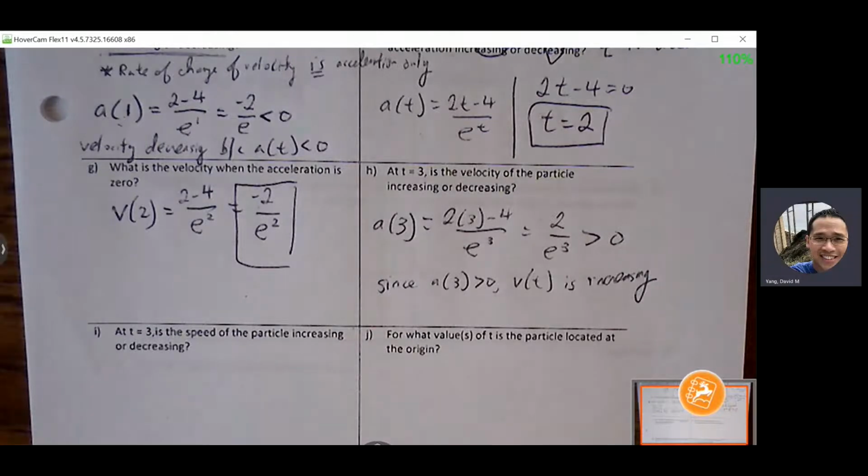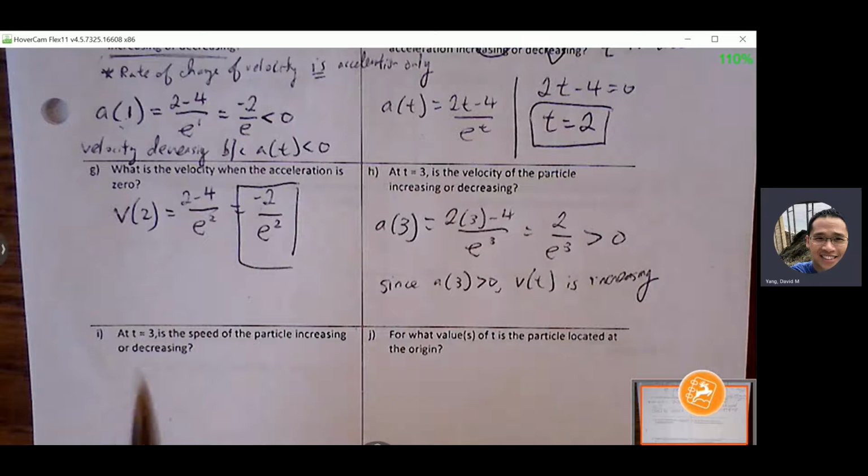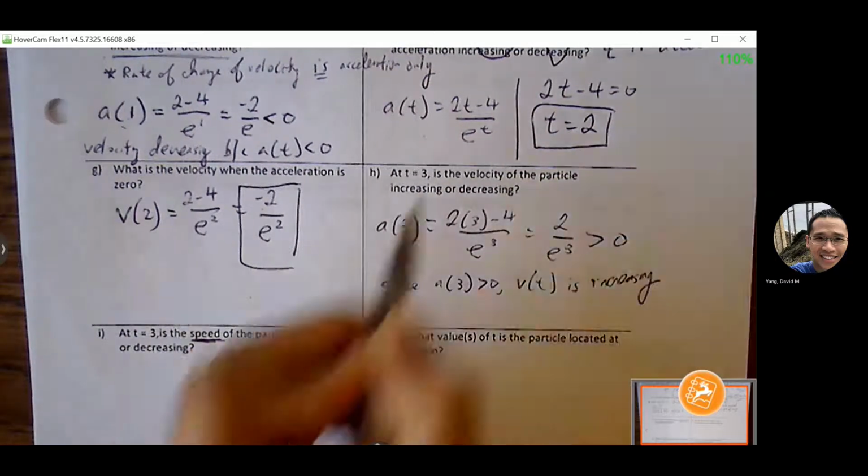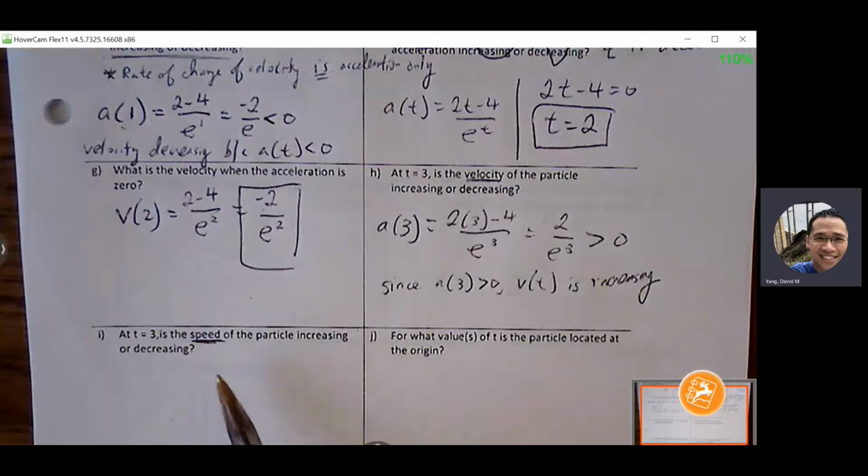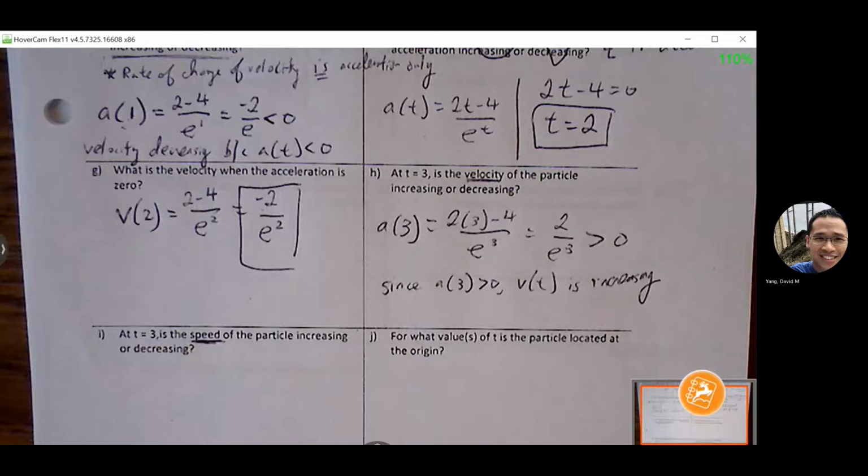Okay, for part I, at t equals 3, is the speed of the particle increasing or decreasing? I know the wording looks a lot like H and E, but this one little word is changing how we are approaching this problem. How do we determine if the speed is increasing or decreasing? What do we look at? Do we look at velocity? Do we look at acceleration? Just one, or do you guys remember?